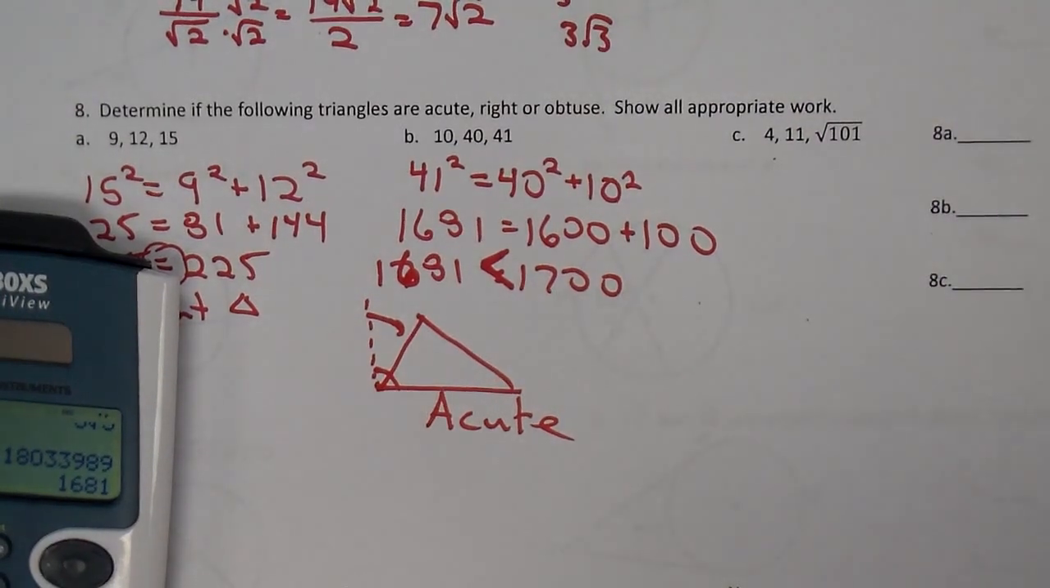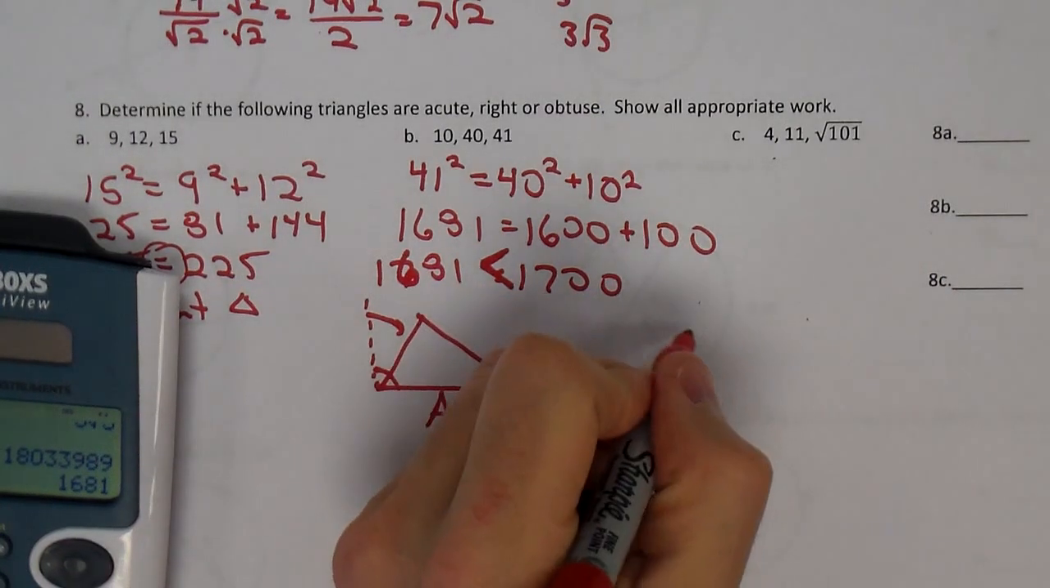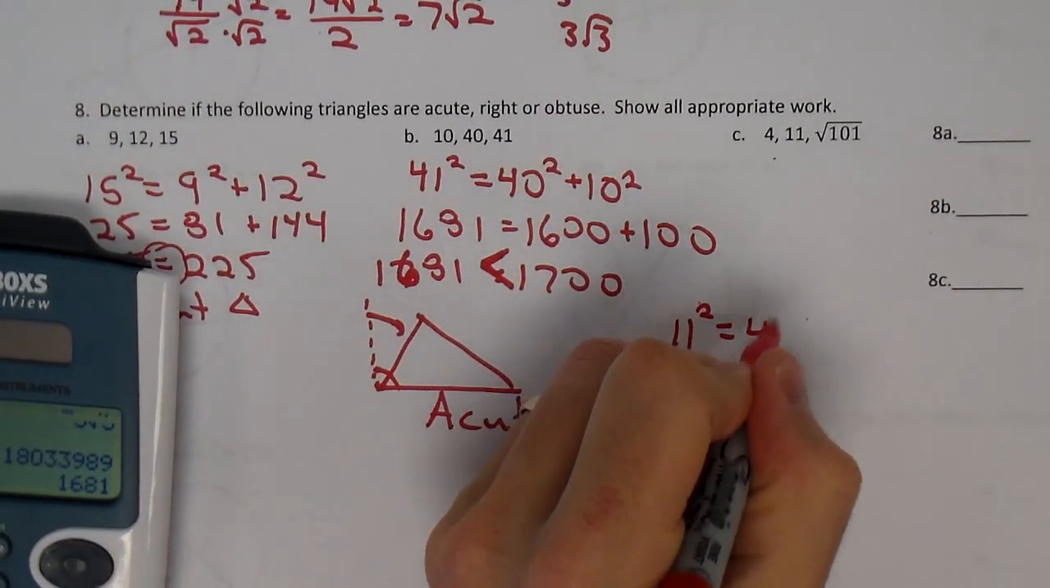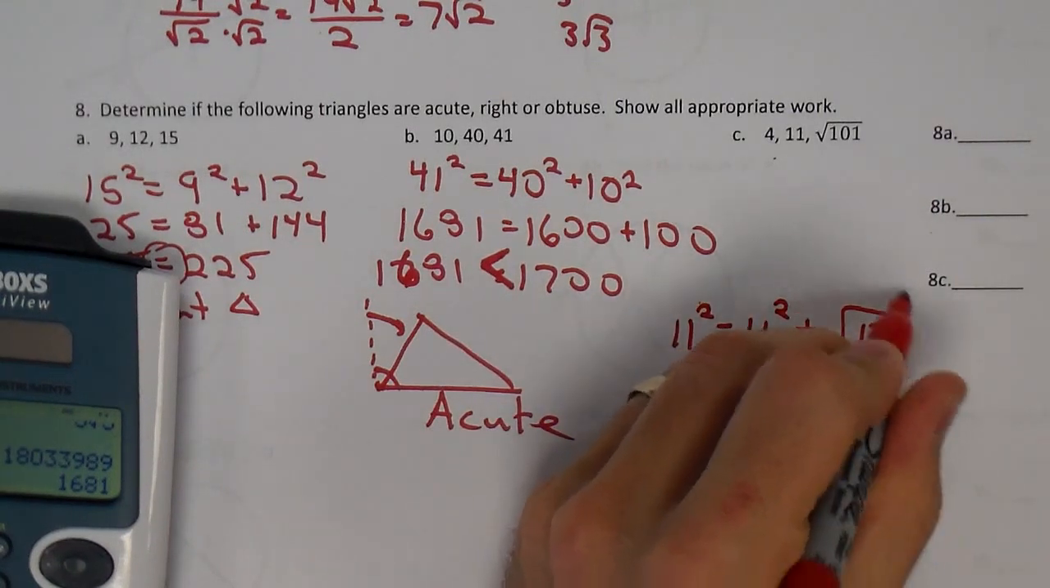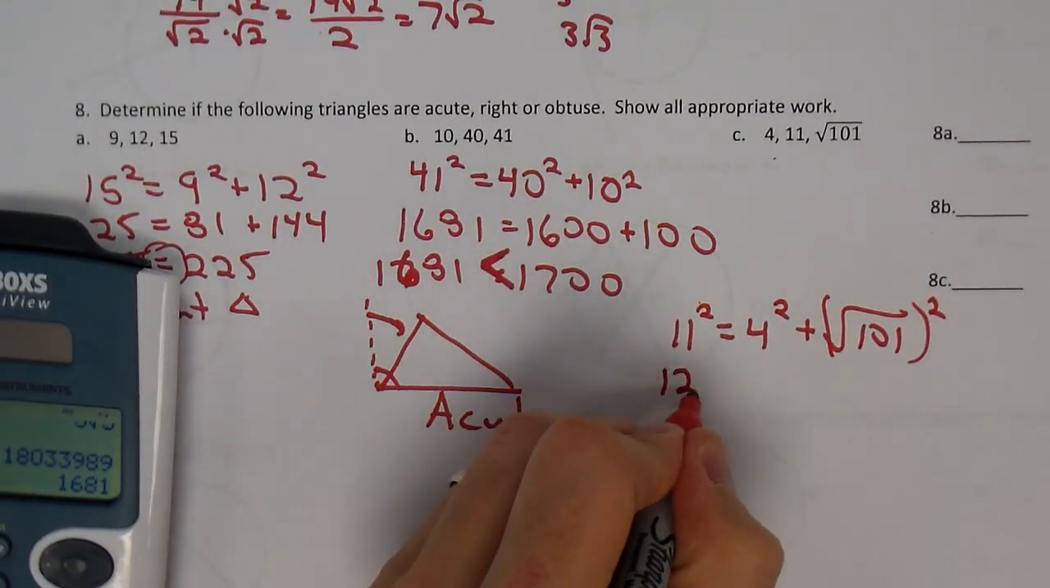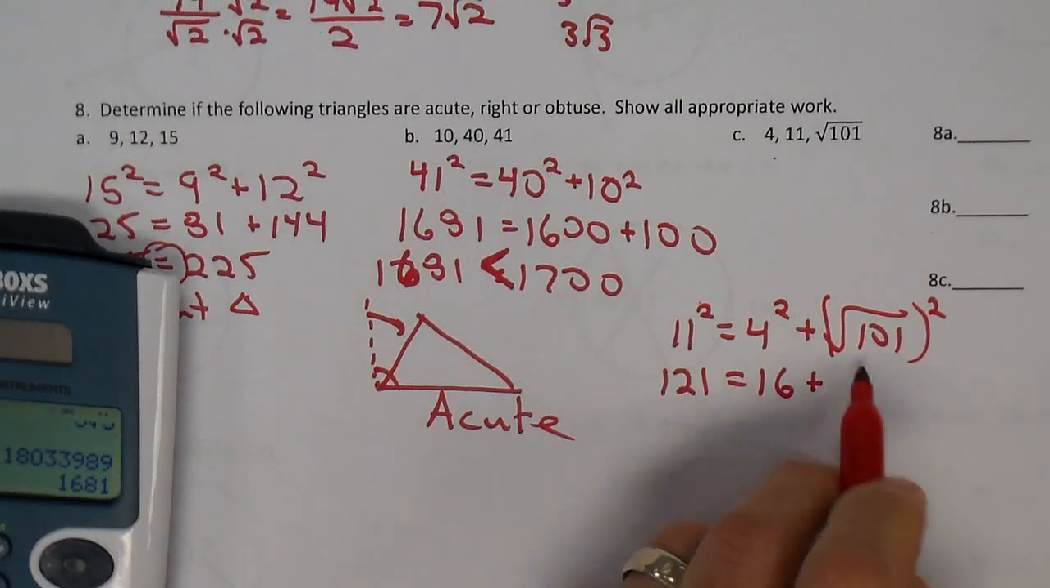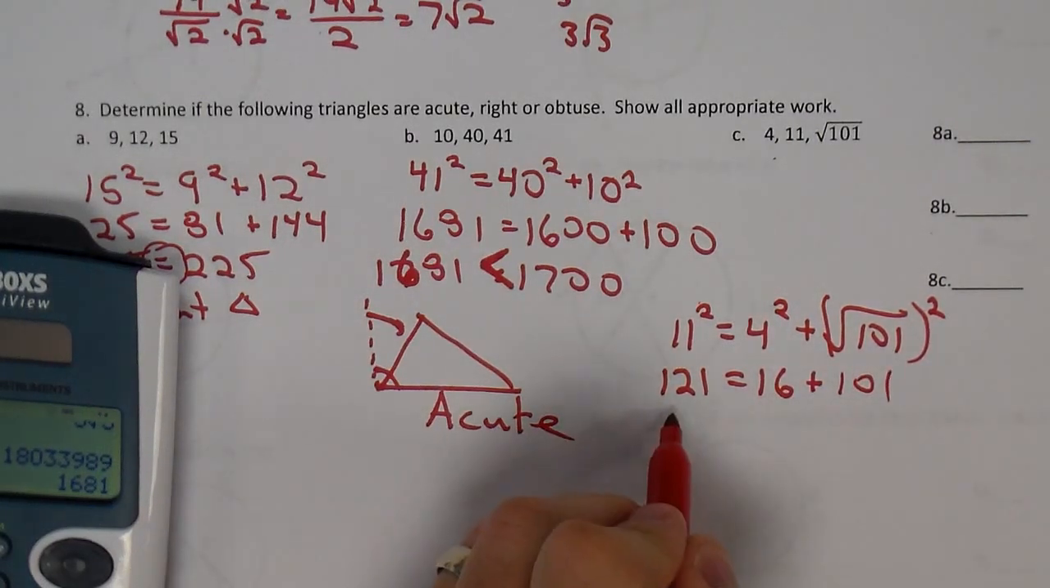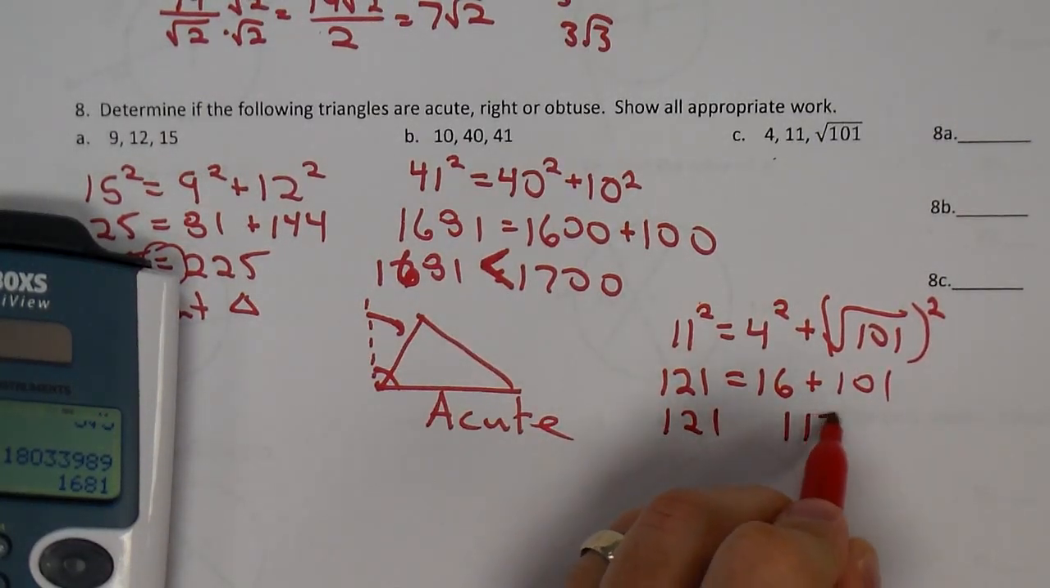This last one's a little bit tricky because we have to make sure we pick the longest side correctly. If we approximate, the square root of 101 is a little bit bigger than 10, and we know that it's smaller than 11 because 11 is the square root of 121. So we're going to go 11 squared equals 4 squared plus the square root of 101 squared. I get 121 equals 16 plus 101. So I got 121 and 117.